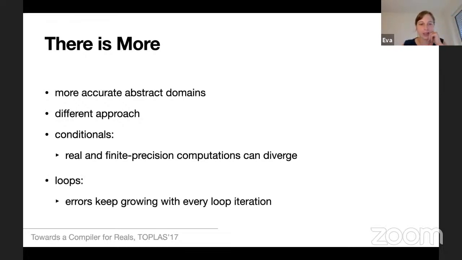And finally, loops. So what you normally would do is compute a loop invariant. So you would compute some expression that would capture, in this case, the error as it would hold for every loop iteration. This is unfortunately not possible as easily because round off errors in general keep growing with every loop iteration. So they just keep getting bigger and bigger and bigger. So you can't just write down one expression that would capture all of the errors for all of the loop iterations.